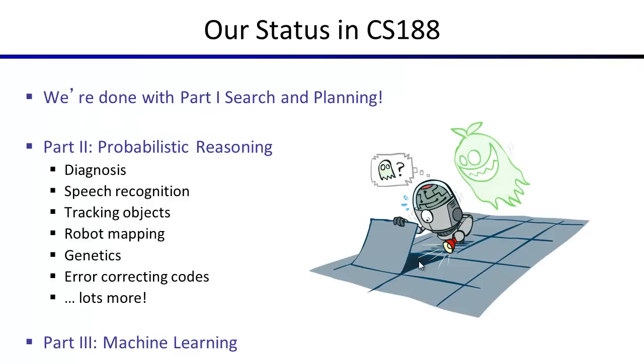Okay, so what's our status in CS 188? So far, we've looked at search and planning. It's really important. It's about decision making, but there's a whole other story there that we're going to look at now, which is about reasoning about uncertainty. And the way we're going to do this is with probabilistic reasoning.